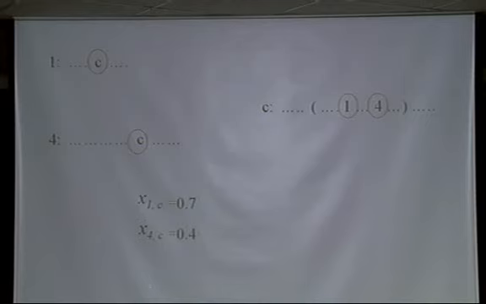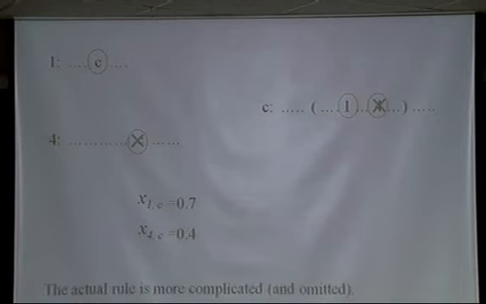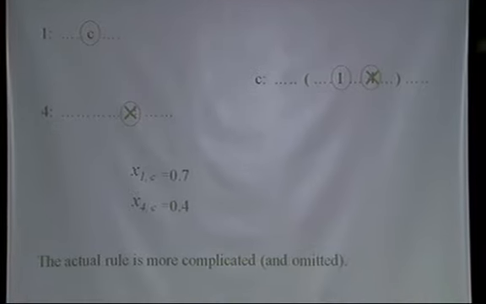Now, simply speaking, our strategy is like this. Suppose 1 and C are currently matched. And for example, 4 proposes to C, and they are in the same tie. Then we see the values of x1c and x4c. And in this case, x1c is larger. So man 1 wins. C selects man 1 and rejects 4, like that. But actually, the rule is much more complicated, and I can't explain the details here. But the idea is like that.